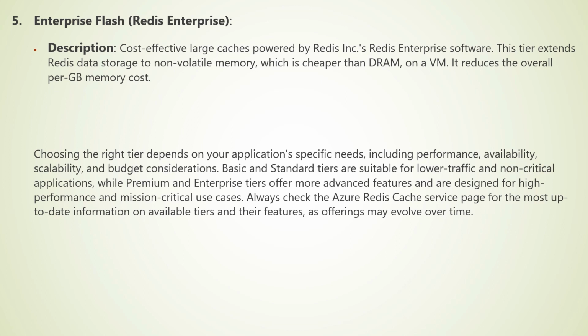Choosing the right tier depends on your application's specific needs, including performance, availability, scalability, and budget considerations. Basic and standard tiers are suitable for lower traffic and non-critical applications, while premium and enterprise tiers offer more advanced features and are designed for high-performance and mission-critical use cases. Always check the Azure Redis Cache service page for the most up-to-date information on available tiers and their features, as offerings may evolve over time.